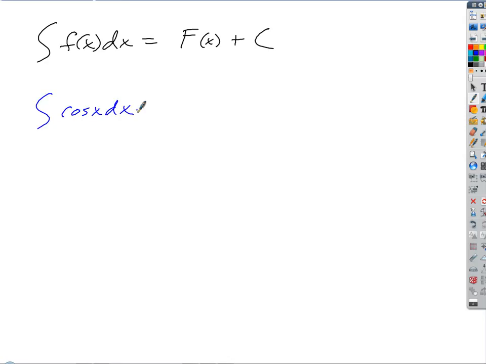For example, we had something like the antiderivative of cosine x dx is what? Sine x plus c, right? Because the derivative of sine x is cosine x, right? Okay. So then we could say in general that this is true. We know that f of x is really just capital F prime of x. It's the derivative of the antiderivative, right?